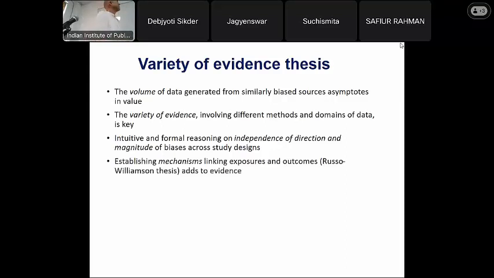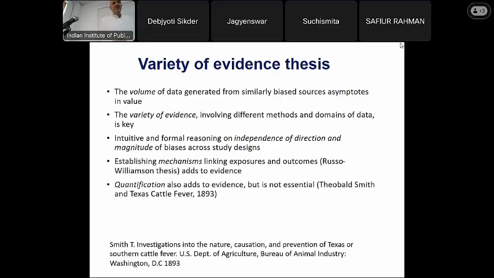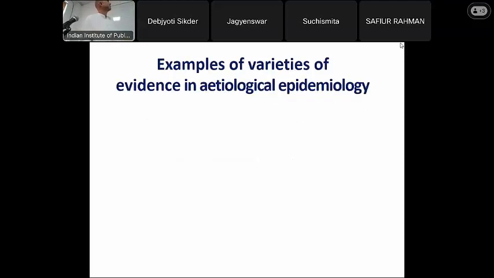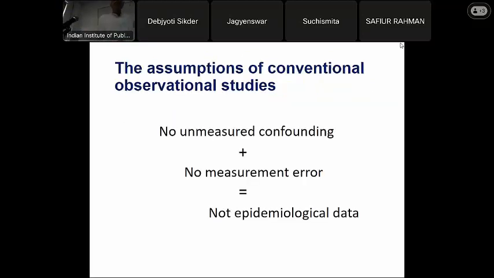And understanding the mechanisms linking exposures and outcomes adds to the evidence, and you can actually have a sort of chain of causation, how the exposure actually influences the outcome. And you don't actually need to quantify it, but that's a different story in some settings. So what are these varieties of evidence beyond conventional observational studies? The issue with conventional observational studies is that they're able to control for confounding, but you have to say there's no unmeasured confounding and there's no measurement error in the confounders.